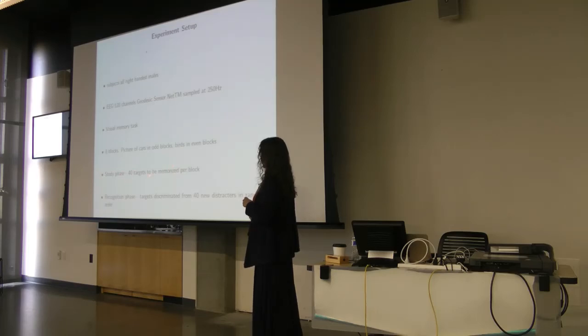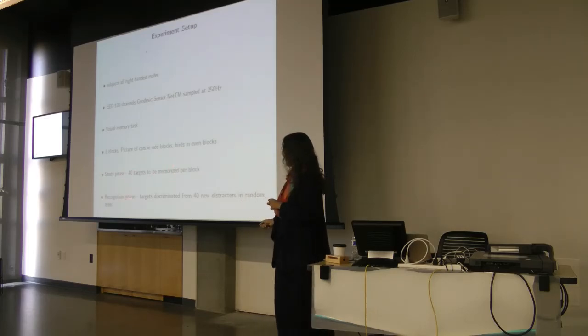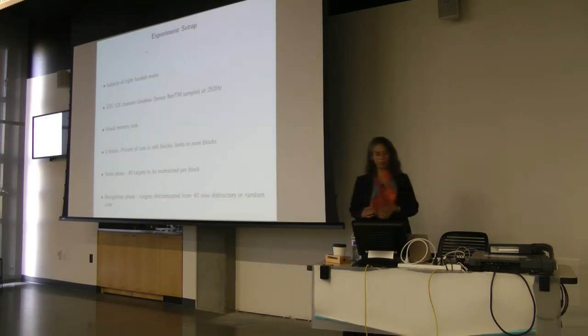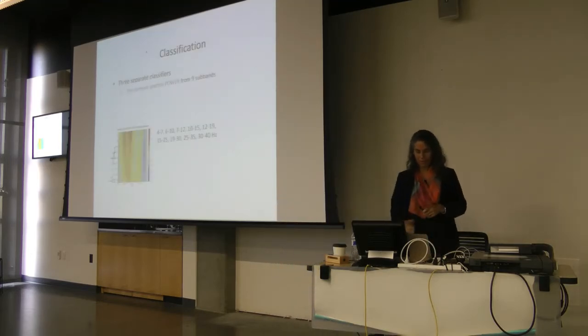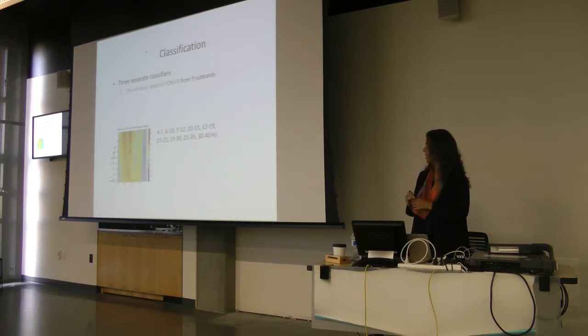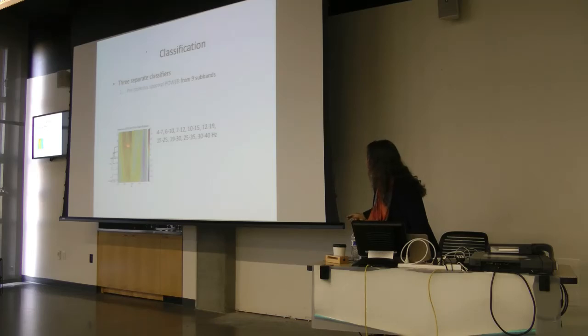The study phase is 40 targets to be memorized per block, and the recognition phase has the targets discriminated from 40 new distractors in random order. Okay, so we generated 3 separate classifiers, and some of them had subparts. So we looked at power prior to presentation in these frequency bands.